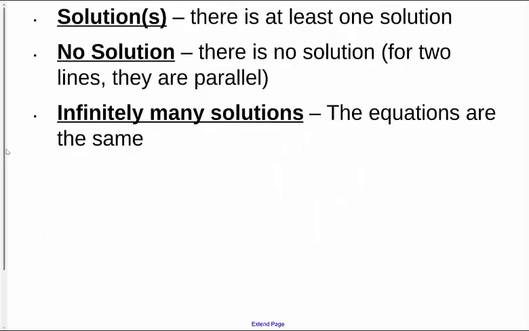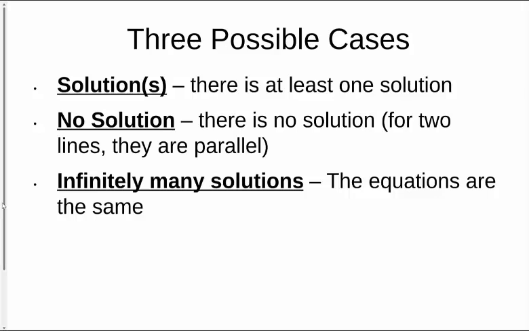All right, so of course, for these, there are 3 possible cases. We have that there's at least one solution. There could be 2, there could be more, there could be 1, or at least 1. That's a possibility. No solution. 2 curves don't cross, the 2 lines don't cross. They're parallel if they're lines. And then infinitely many solutions, the 2 equations are the same.